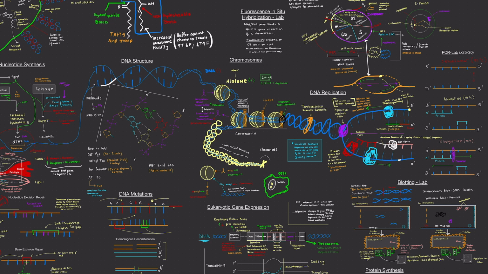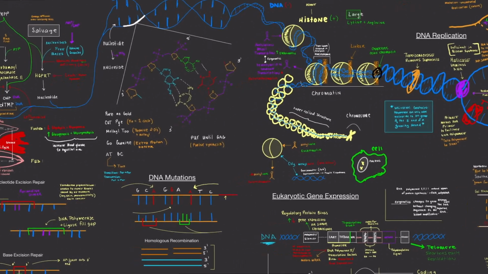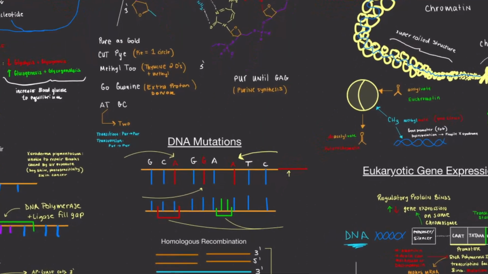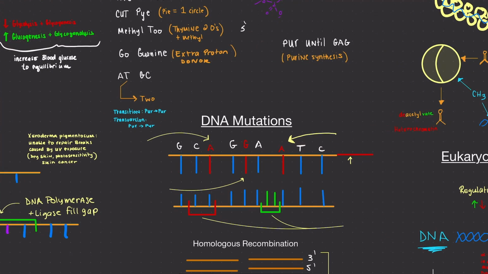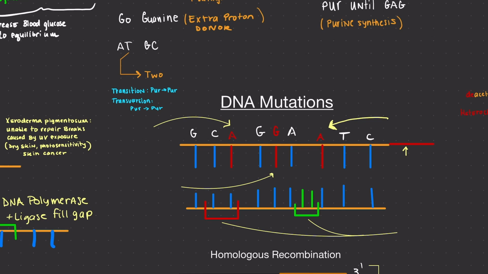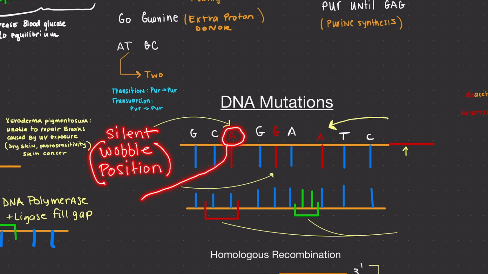But in this case, we are thinking about mutations, and the first mutation we will discuss is called a silent mutation. And it is aptly called that because we are modifying what is called the wobble position, which is the third base pair in a sequence of base pairs, that even if it's mutated or changed or altered, it will still code for the same amino acid.